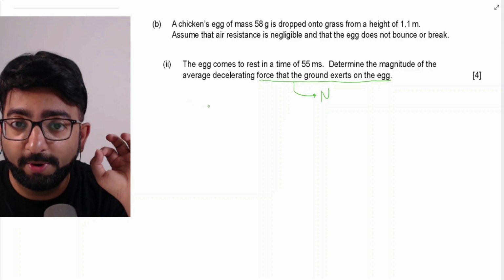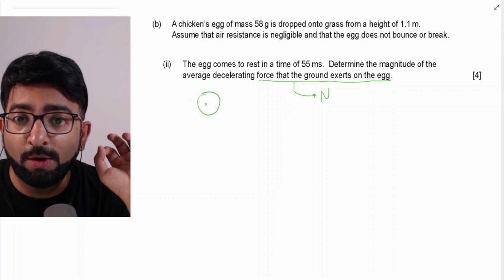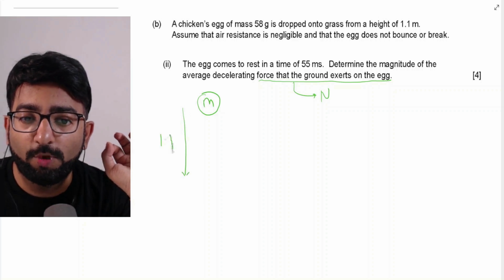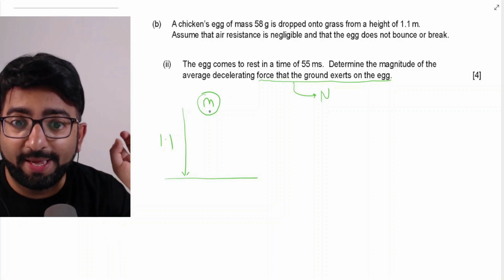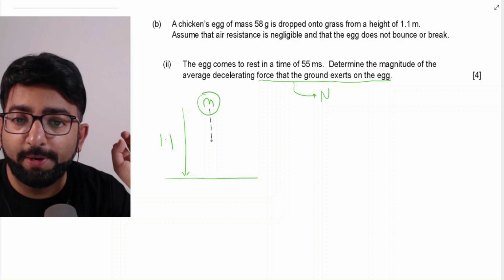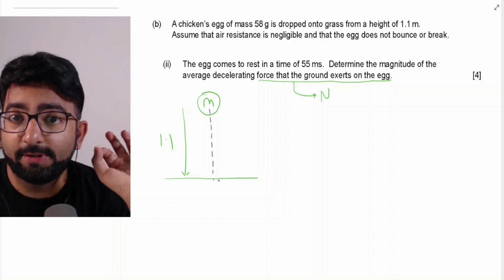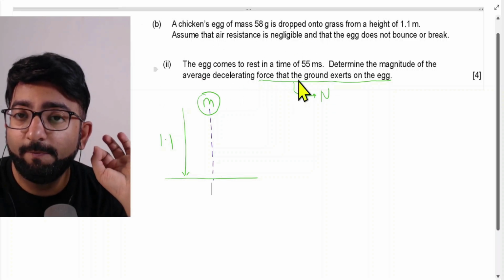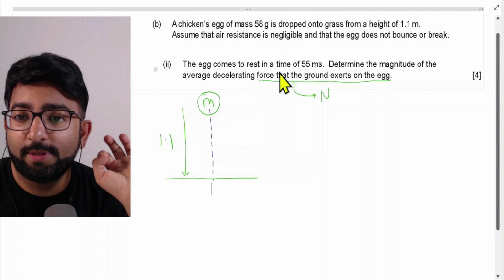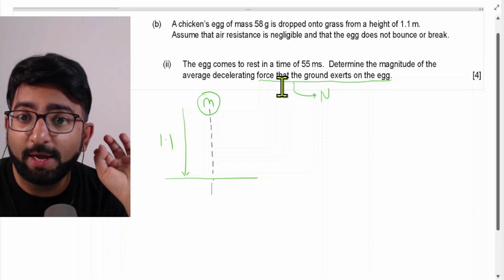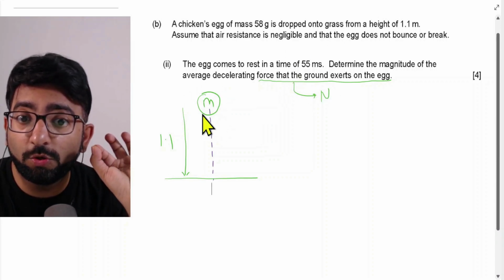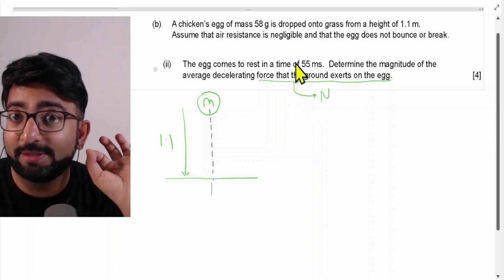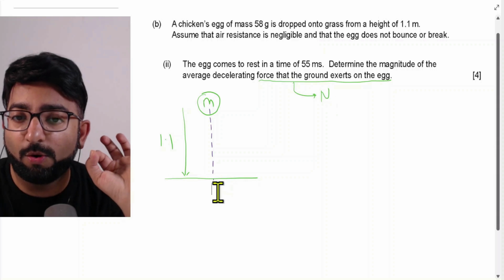So let's draw the diagram again. We have a chicken egg of mass m, which was dropped from a height of 1.1 meters onto the ground. The egg travels 1.1 meters downwards until it hits the ground. It is given that the egg comes to rest in a time of 55 milliseconds. Please do not think that this 55 milliseconds is the time taken for the egg to go from the top to the ground. That's not the time. The 55 milliseconds is the time of contact with the ground.